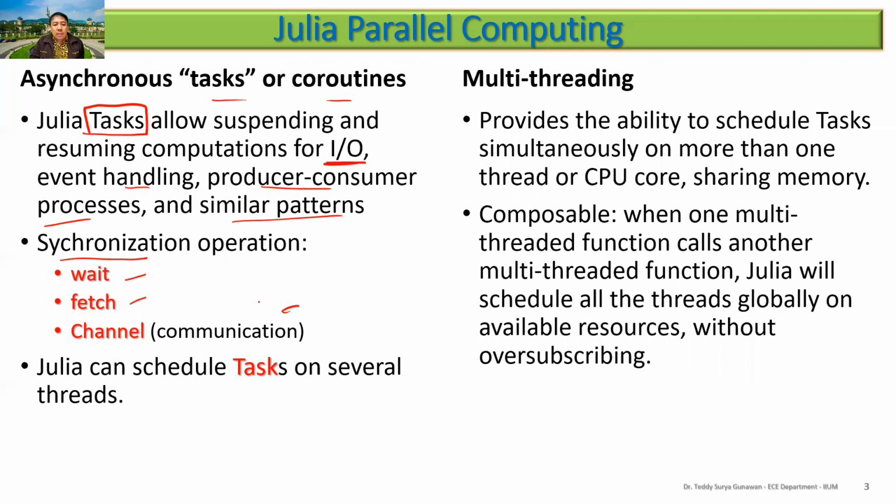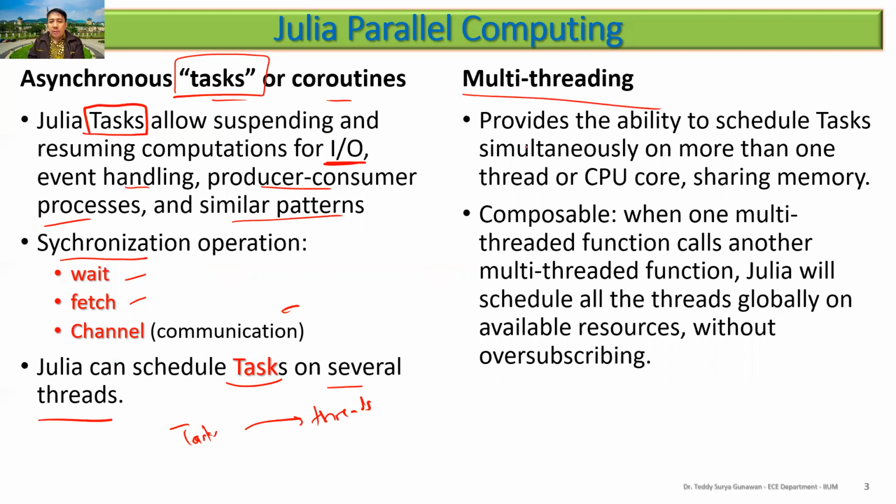By default, Julia can schedule tasks on several threads. So with tasks, Julia will automatically schedule them onto several threads. You can say it's like free parallel computing, and Julia will take care of that. But remember that tasks are helpful only if you have some intensive IO operation.